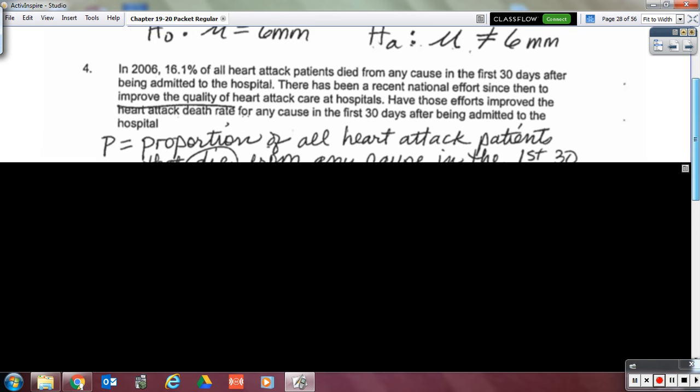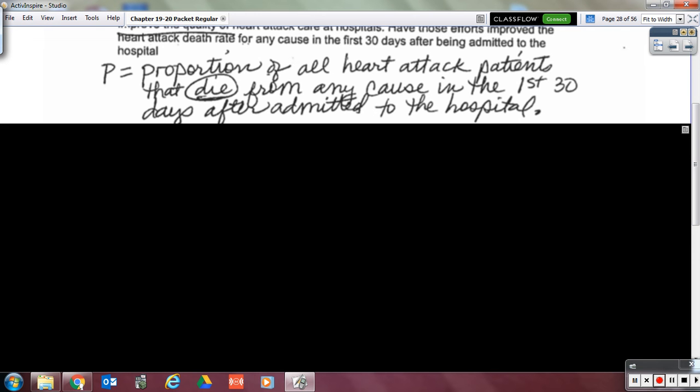Okay, now number 4 is kind of a lengthy parameter, but it does need to all be there. It is the proportion of heart attack patients that die from any cause in the first 30 days after being admitted to the hospital. Okay? So again, proportion of all. Make sure you had present tense and not past tense. The ones that do currently happen to die after the first 30 days.